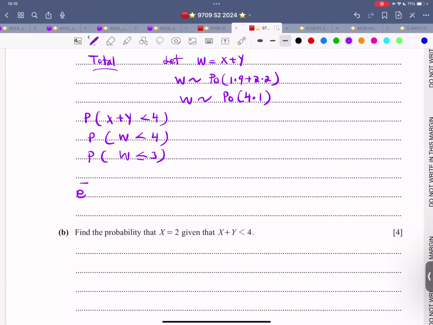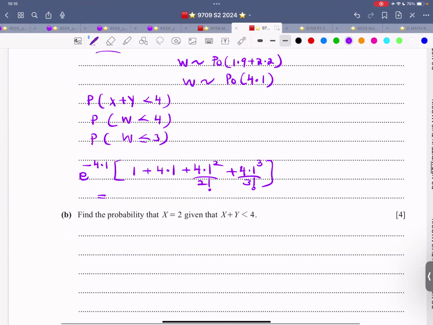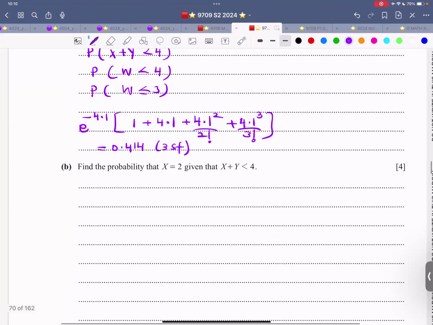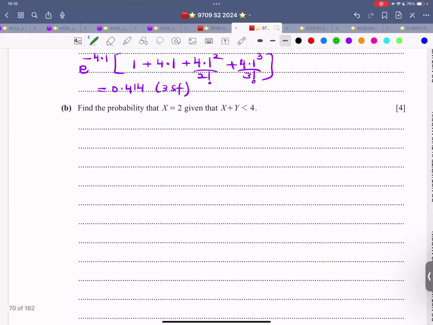So e raised to the power of negative 4.1 times 1 plus lambda plus lambda squared over 2 factorial plus lambda cubed over 3 factorial. These are the terms that you would use. Put everything in the calculator. This comes out to be 0.414, correct to 3 significant figures. Look at the clarity of how I am working and making use of the given space, which is perfectly fine. What is part B? Find the probability X is 2, given that X plus Y is less than 4. This is the answer of part 1.